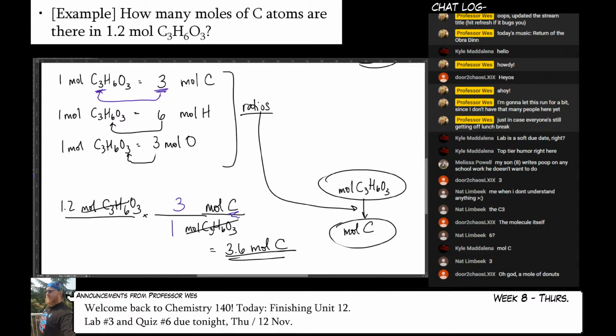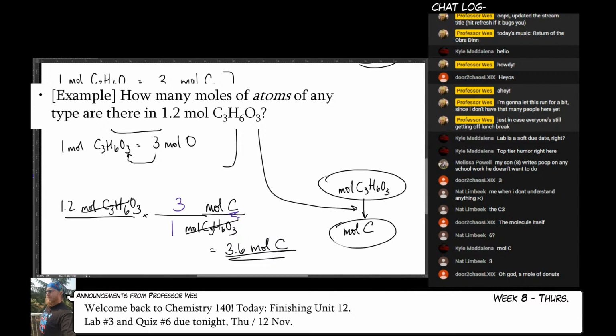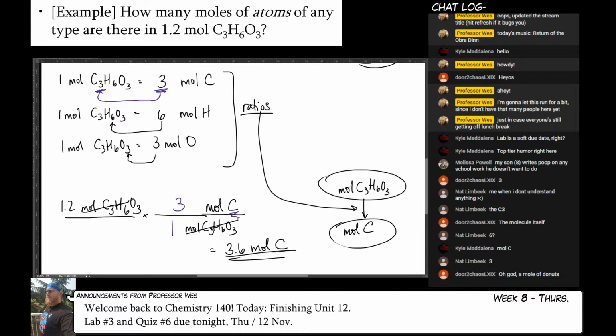I got to the second problem on here, so I'm going to just do this. Now, this question's a little bit different. This is just asking you how many atoms of any type are there in this molecule. So it doesn't care about carbon or hydrogen or oxygen. It just says that when you break this molecule into all its constituent pieces, how many moles of pieces do you have?